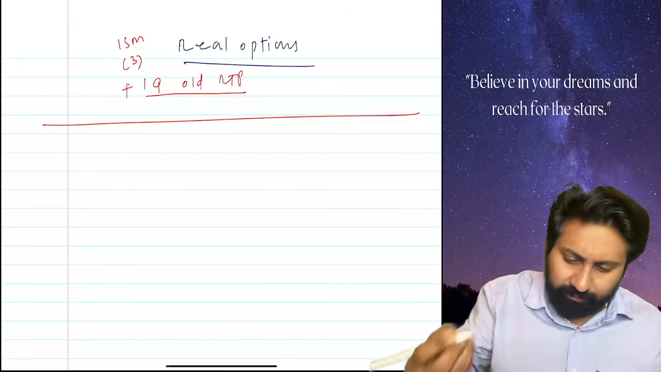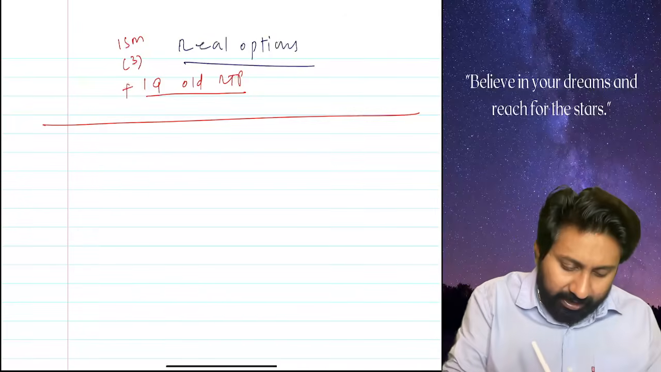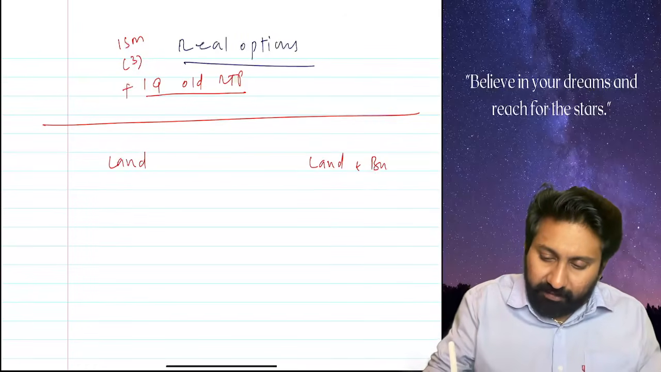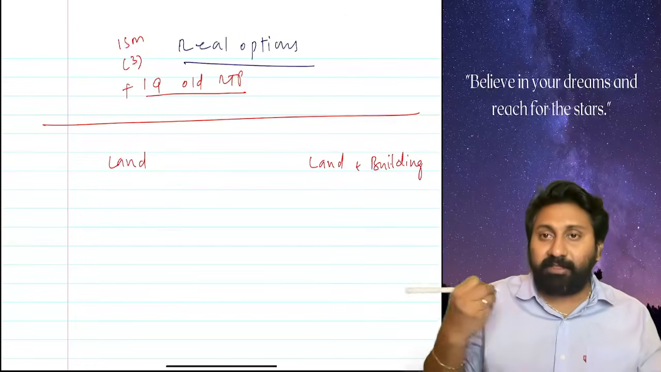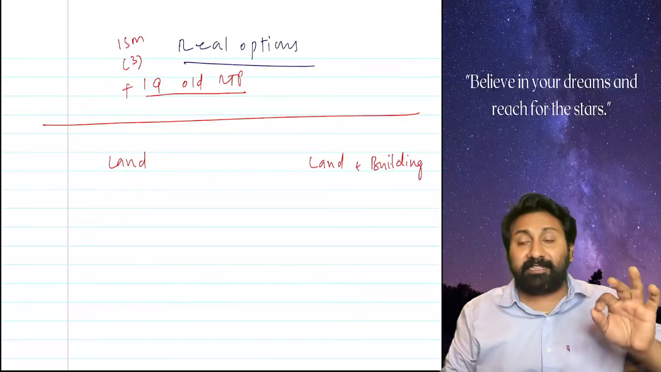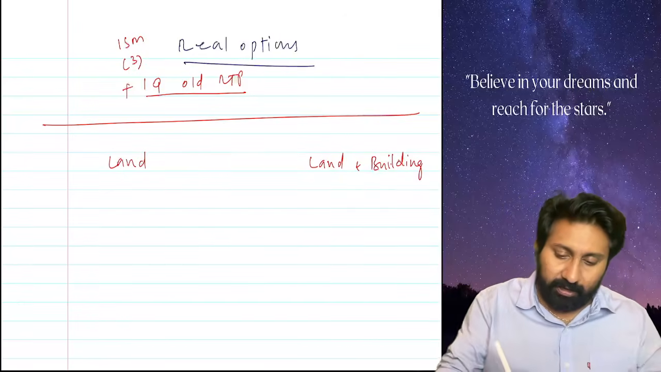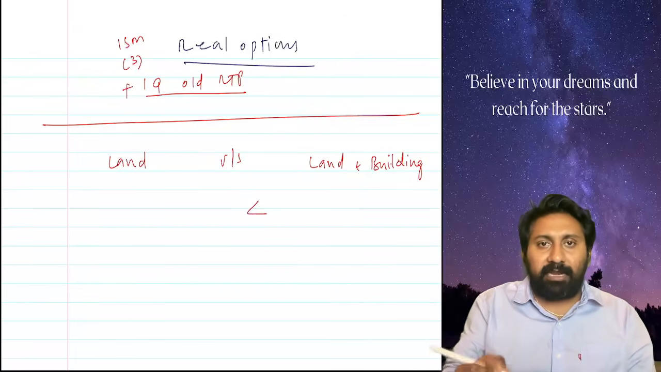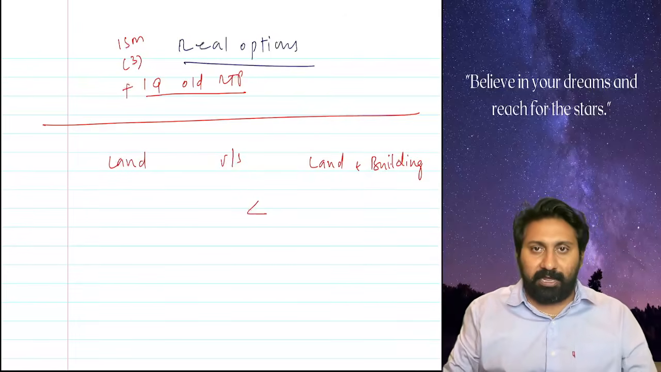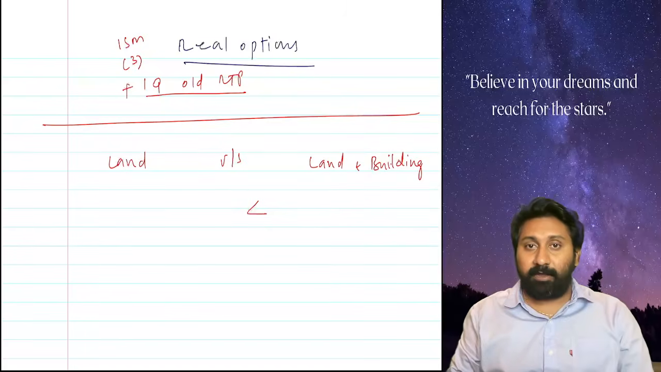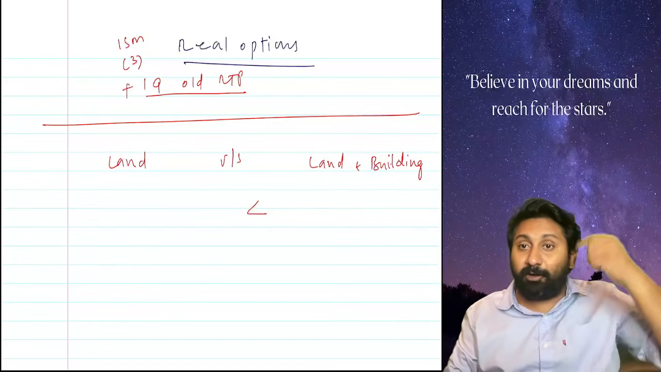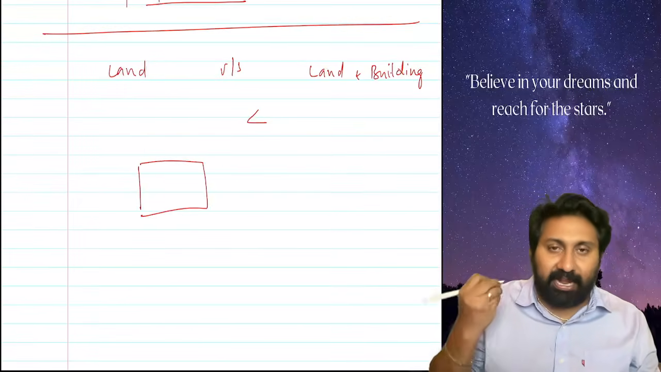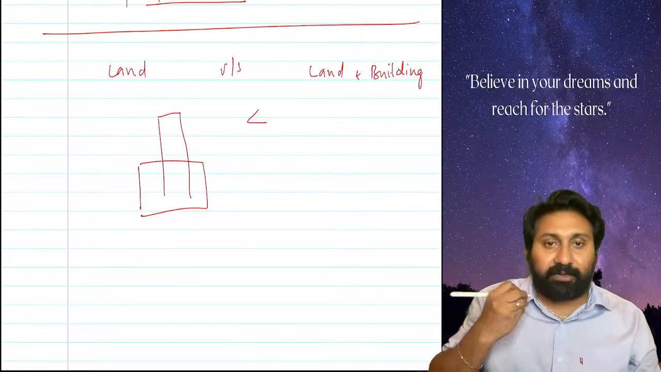Let's solve. First, let me explain the concept. There is a land. There is a land with a building. Let's see which will have more value. Land will have lesser value than land and building, because the land has a building on it. If I constructed a 100-floor building, for example, there is a land, and on this land I constructed a building.